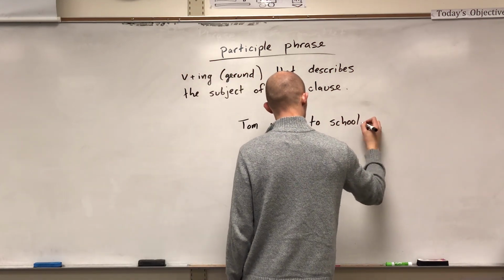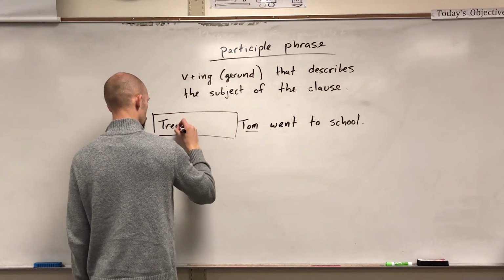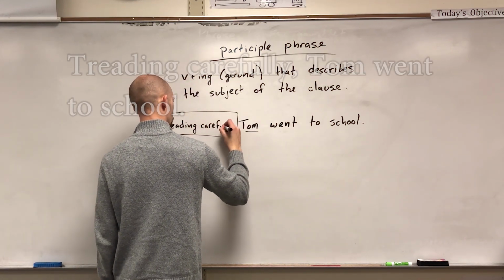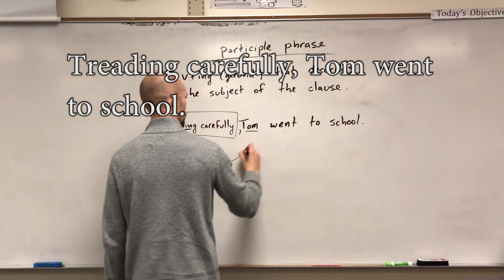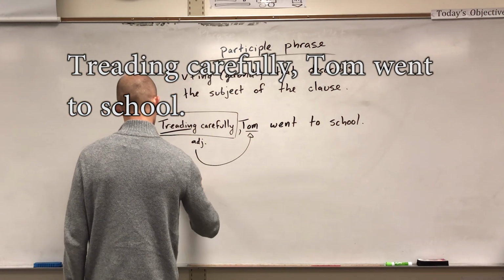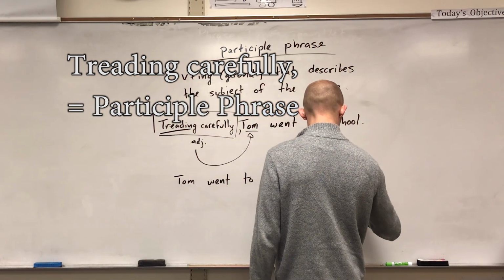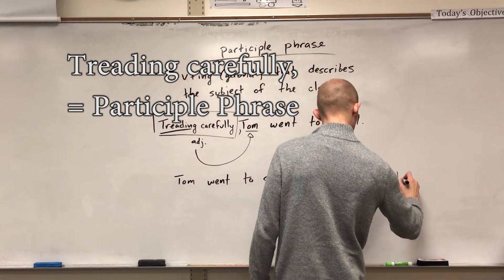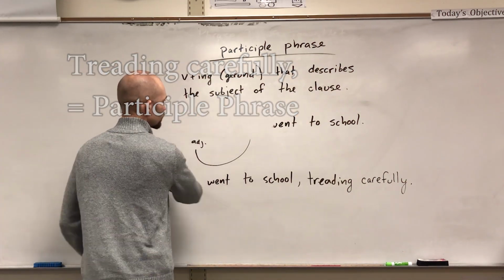Consider this sentence. First, at the core, there's an independent clause. Tom went to school. Now we'll attach a participle phrase to describe what kind of Tom went to school. Treading carefully, Tom went to school. Be sure to offset the participle phrase with a comma, by the way. That's how these work. Whether the participle comes before the core clause or after it, like this: Tom went to school, treading carefully.